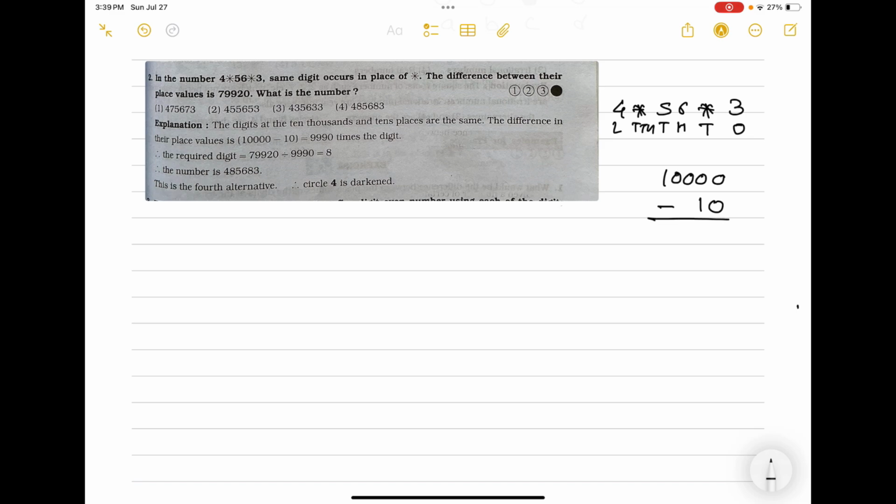Okay, take the difference, it's 9990. What I have done: where is the star, write that position. It's the 10's position, means it's 10, one star. Then the second is at the 10,000 position, this is 10,000. Just at whatever place the star is, write the general place value of that star. It's 10 and 10,000, and the difference is equal to 9990 into that number.